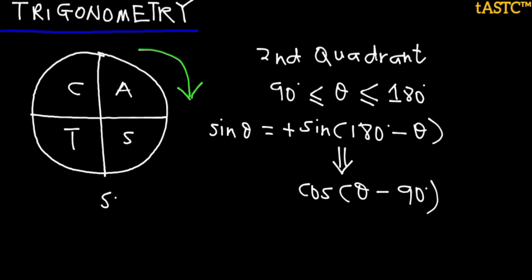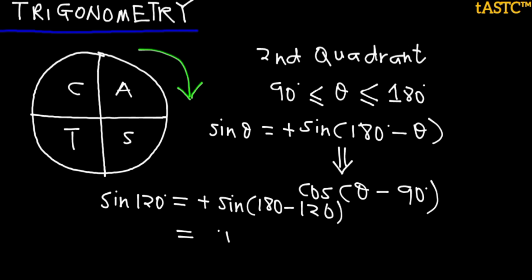Let us say that you have sine 120 degrees. This is going to give us a plus sine of 180 minus this 120. So that gives us sine 60 degrees. Now sine 60 degrees is actually root 3 divided by 2.